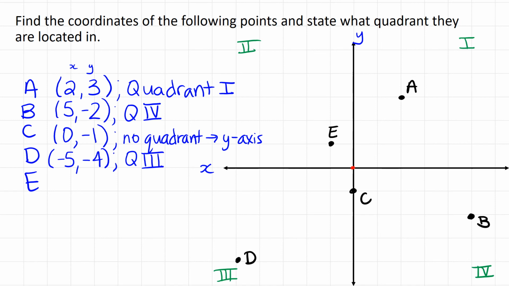Not too bad. One more example here. Let's figure out the coordinates for point E. Once again, starting from the origin, I'm horizontally moving to the left 1, so I went in the negative direction, and I'm going up 1 in the positive direction. So my answer here is (-1, 1). And it is in quadrant 2.